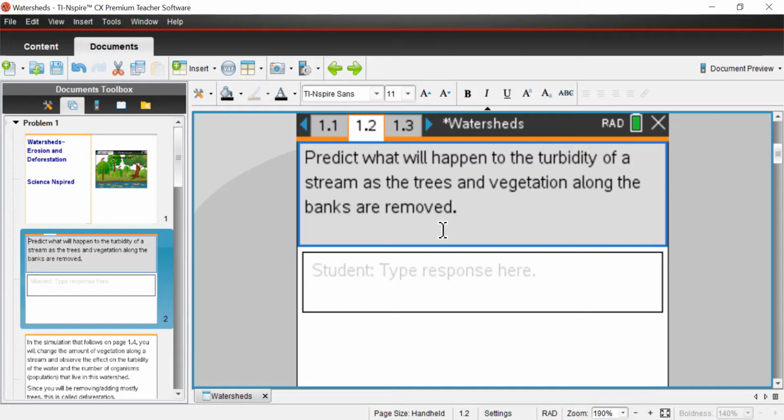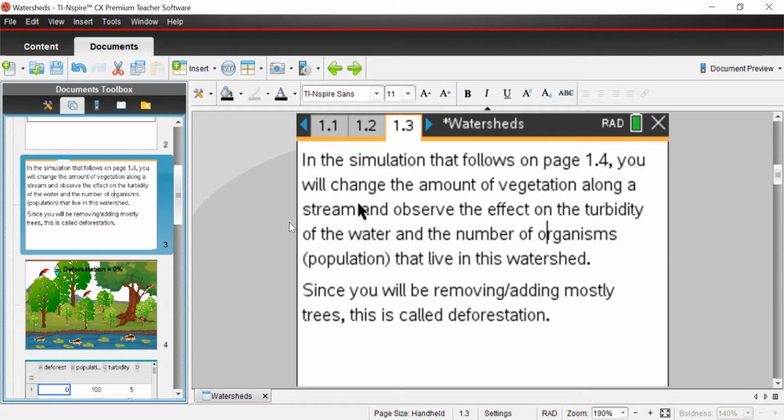So if you take away trees and vegetation, which have root systems that kind of hold all of the dirt and the sand and the rocks in place, if you take all of that out, obviously you're going to get more runoff. You're going to get more of the dirt and the sand and rocks taken away from the land and pushed into the water. When that happens, your turbidity usually increases. But we're going to experiment with that and find out if that's actually the case using that simulation.